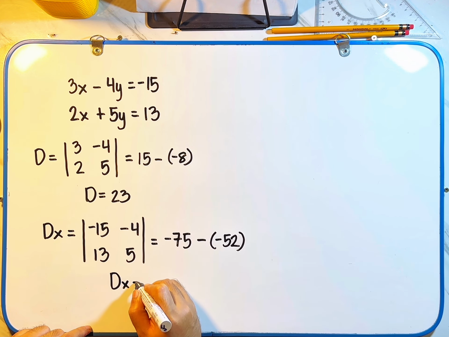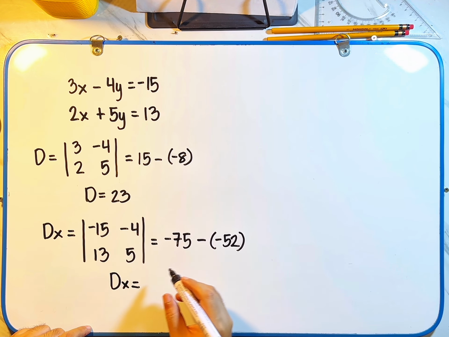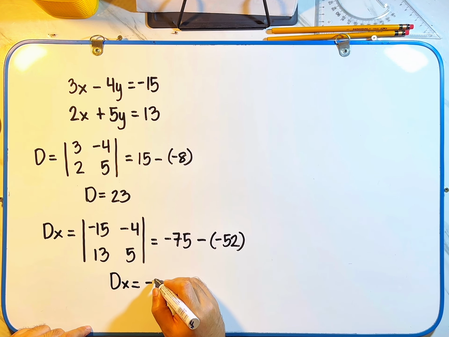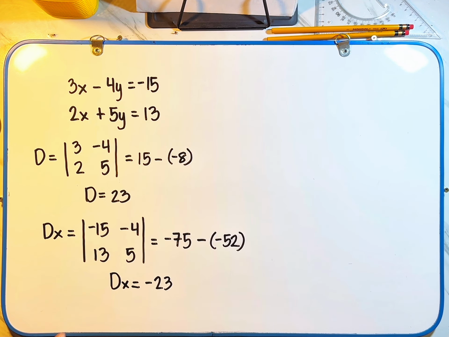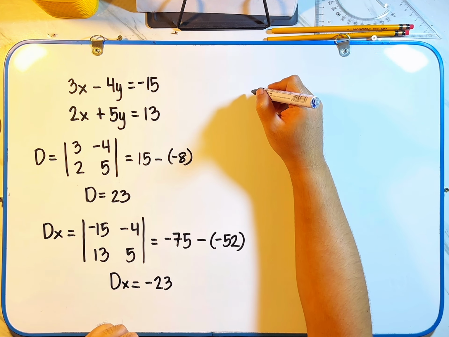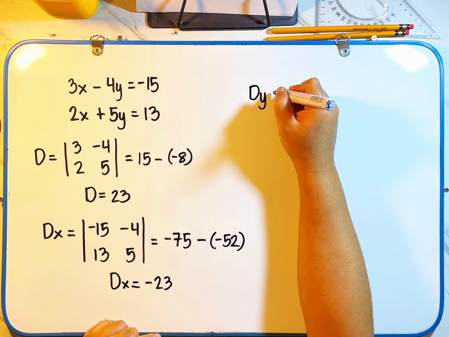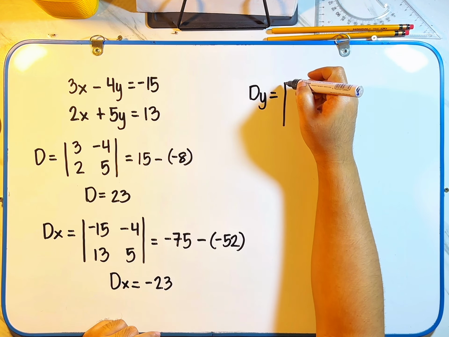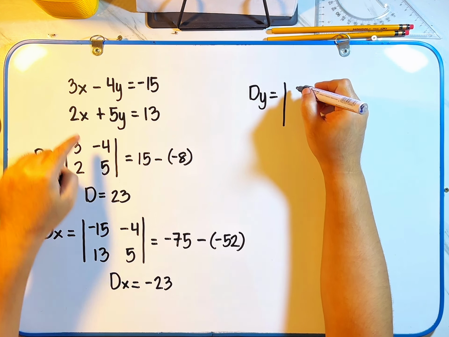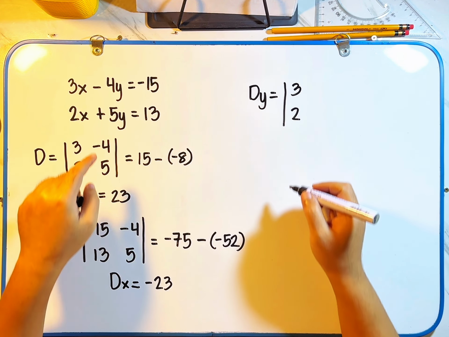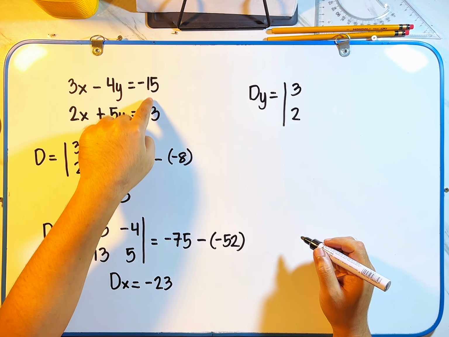Therefore, dx is equal to negative 75 minus negative 52, that's negative 23. All right, let's proceed to dy. For dy, we will replace the coefficients of the variable y. First, copy 3 and 2 and replace negative 4 and 5 by negative 15 and 13.